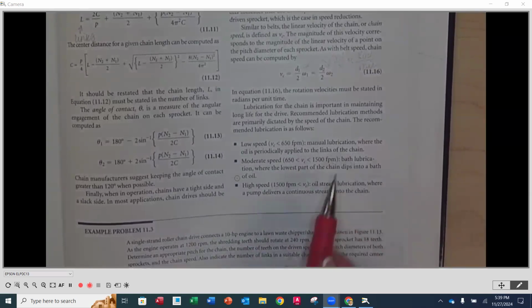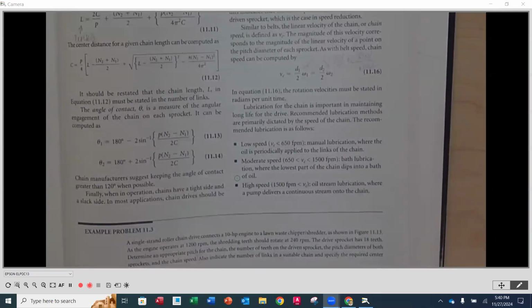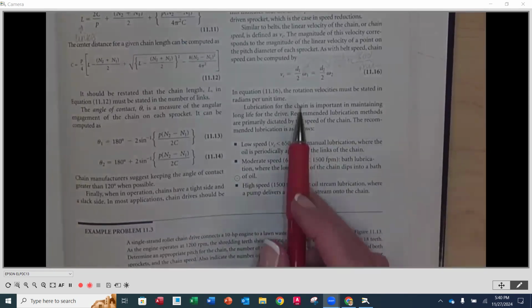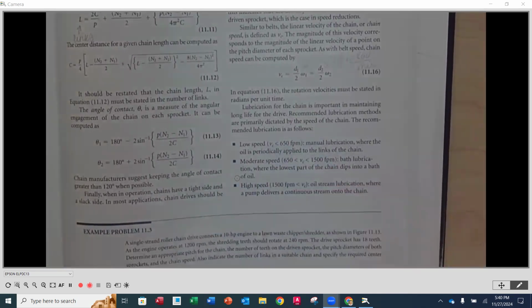This is going to be a bath lubrication. That's where part of the chain actually goes through a bath, and it brings that lubrication around as it goes. But then for high speed there's also an oil or a drip lubrication that is constantly on there as it's running. So there are a couple of different schemes that you're going to have to consider down the line in the design. But it's important to understand where you're at with your chain speed and how that affects lubrication.